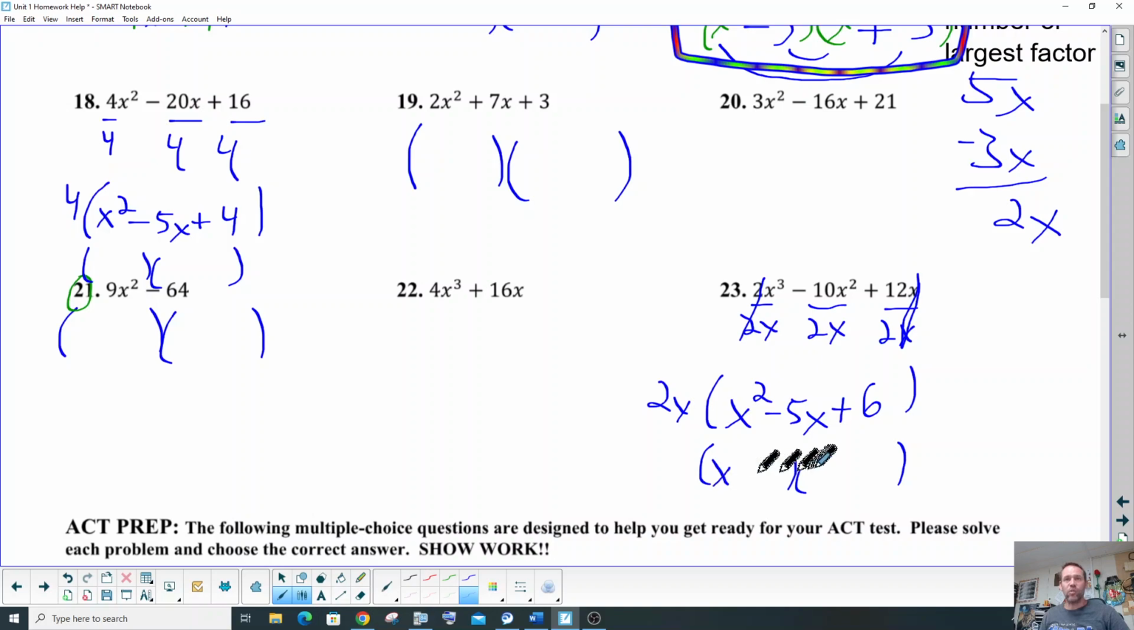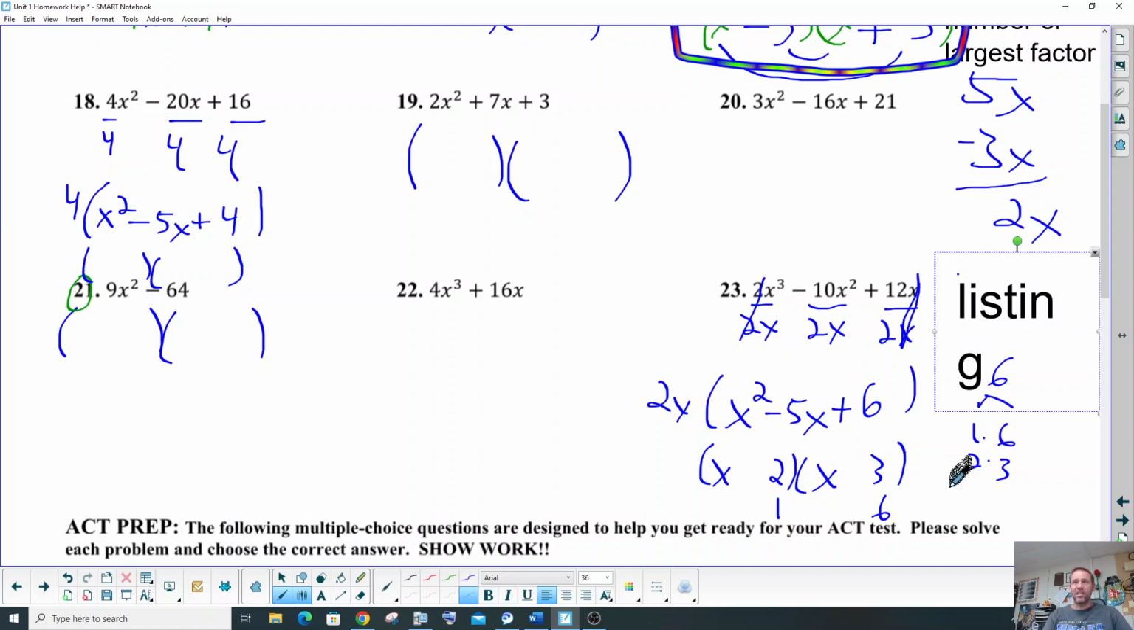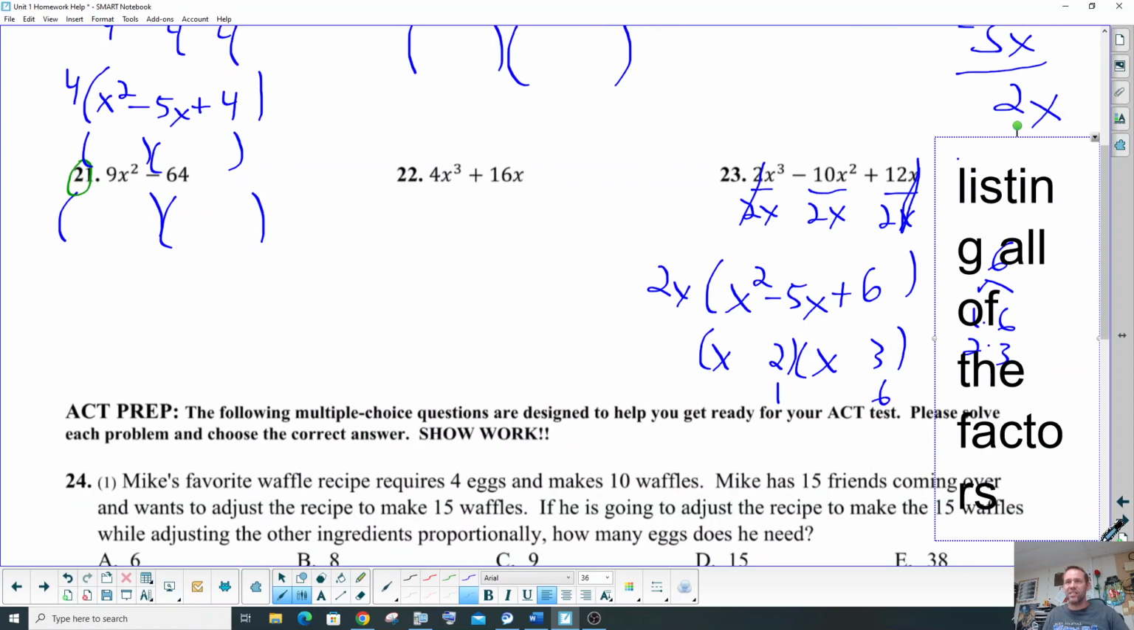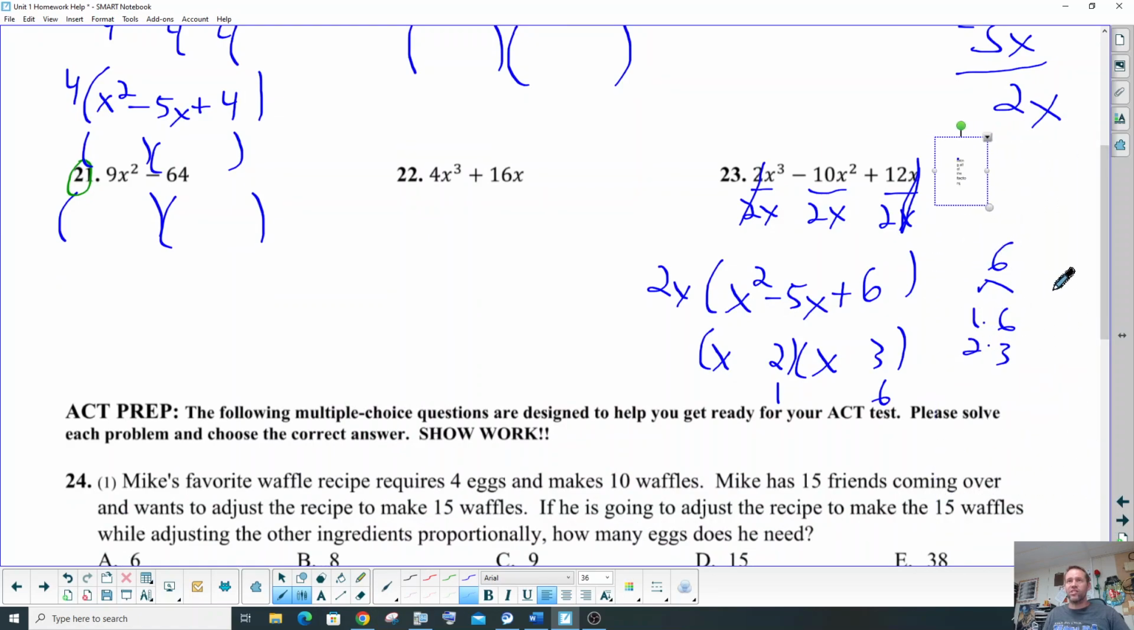So we're going to pull out the x squared, we're going to pull out the x and x. So it's either going to be 1 times 6, or it's going to be 2 times 3. 1 times 6 is 6, and 2 times 3 is 6. So what kind of factors are 6? Well, 1 times 6 and 2 times 3. This is called listing all of the factors. So make sure that you list all the factors.